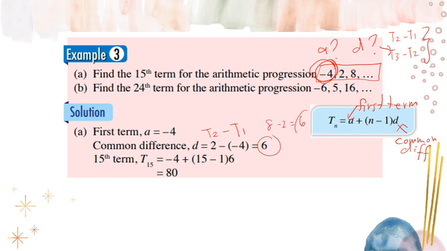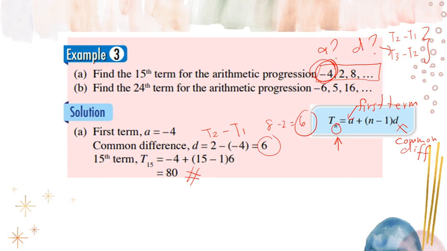So this is D. Okay, so to find the 15th term means that T, this one n, so n is given, which is 15. So T15 is equal to, so this is the formula, A plus (n minus 1) in bracket D. So means that A is -4 plus (n minus 1), 15 minus 1, times the common difference D. So you press calculator, you will get 80. So this is the answer for the 15th term.